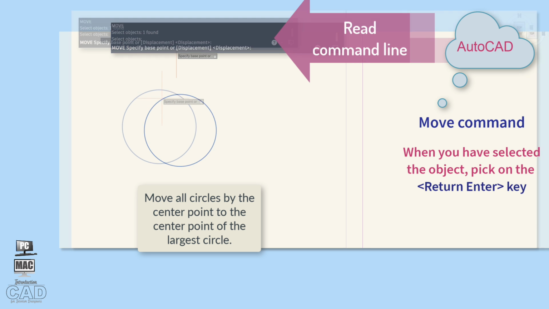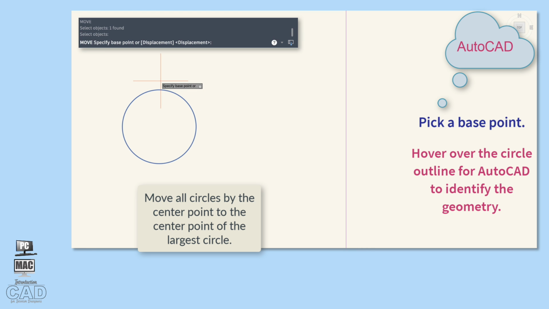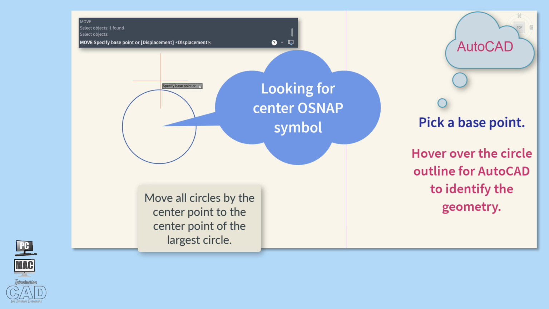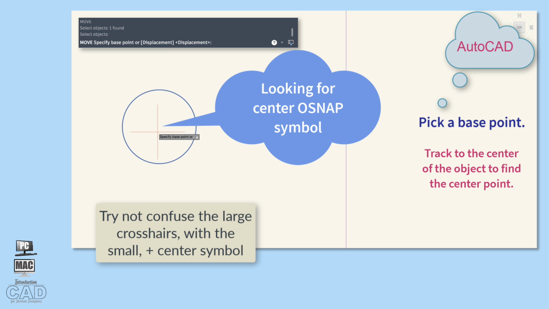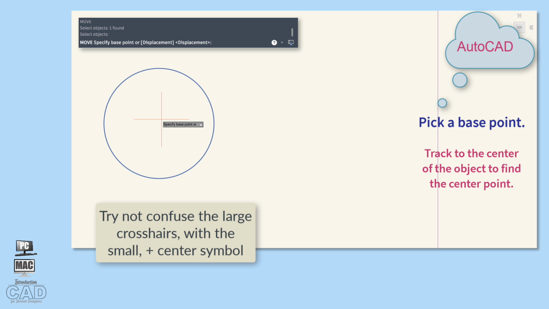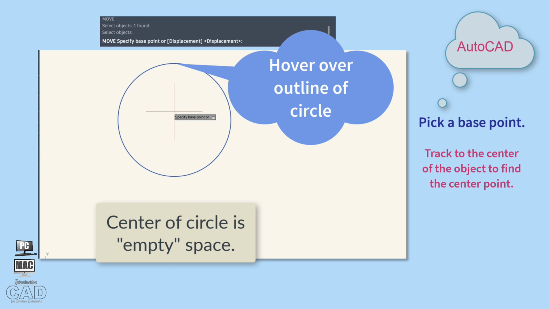Read the command line. AutoCAD is asking you to pick a base point. In this case, it is the center of the circle, since we are aligning all of the circles to the center points in this exercise. To be able to find the center, you will need to hover over the outline of the circle without picking on it.